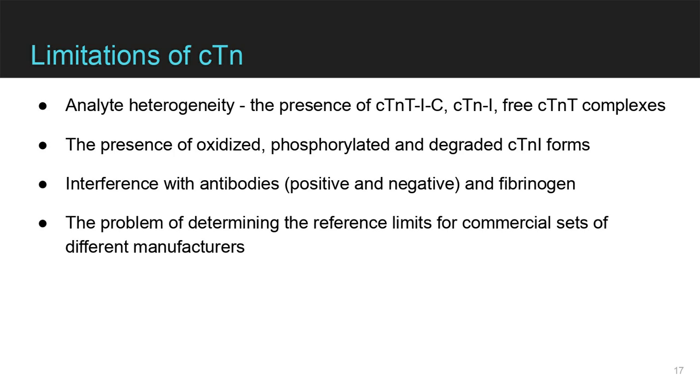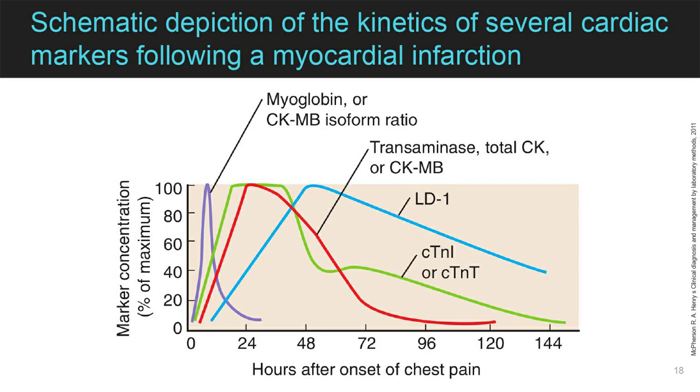ranges for this marker. So this is a schematic depiction of the kinetics of several cardiac markers. In most cases, in the first hours after myocardial infarction, the concentration of a marker becomes higher, and after that becomes lower. It depends only on the size of this protein and the rate of elimination from blood. If the molecule is very small, working inside the cytoplasmic space, these proteins can enter the bloodstream very fast, and the concentration of this marker becomes higher. If the molecule is bigger, the rate of entering of this protein into the blood is lower, and the result is that accumulation of this marker in blood is later.